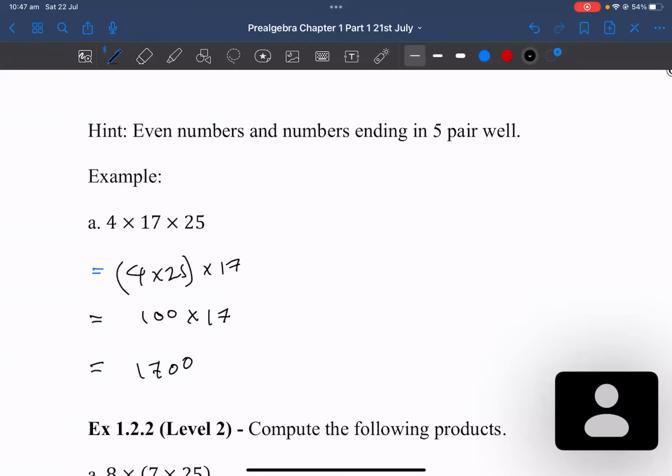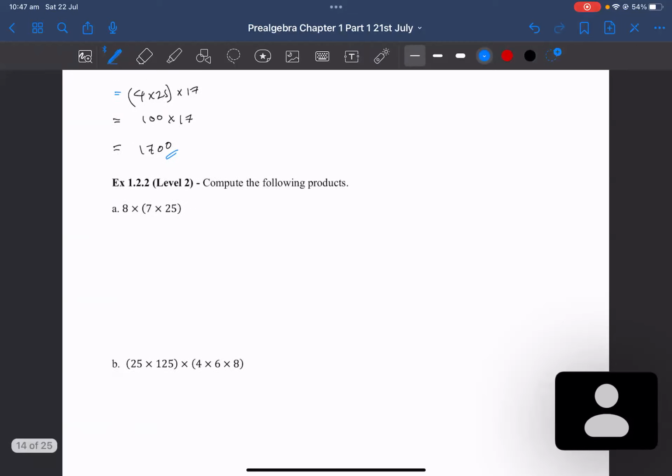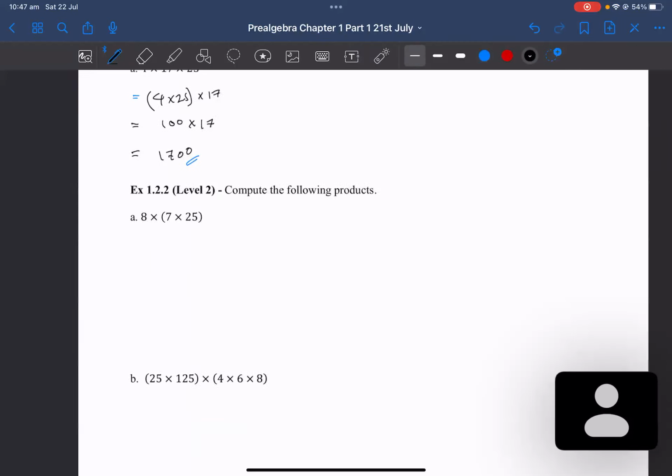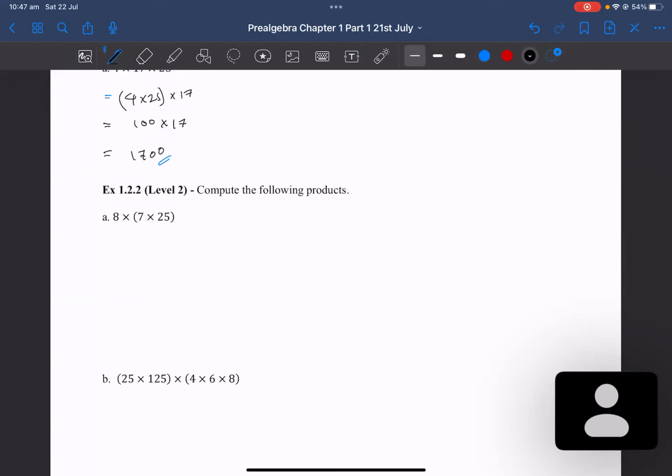I know you can do it the other way as well, but it's about getting used to this method. You see this method is easier. I'll let you do the same idea for these two questions. You can do it yourself the other way, but try to compare with the shorter method so that it will help you. Do A and B here.